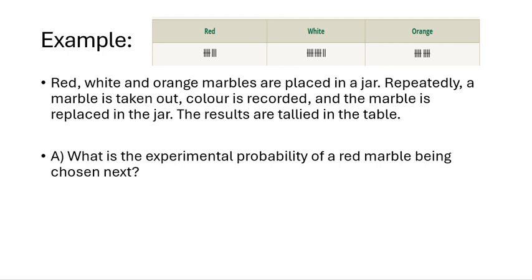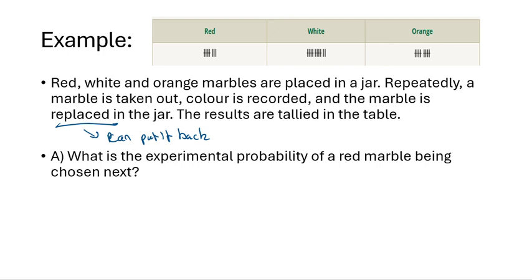Now, let's go into an actual example here. Red, white, and orange marbles are placed in a jar. Repeatedly, a marble is taken out, the color is recorded, and the marble is replaced in the jar. Now, the word replace here just means I can put it back. When that happens, the total amount of marbles doesn't change, which is pretty cool. And it makes life a bit easier for us, like calculating the probability, so much better and a lot less thinking involved.